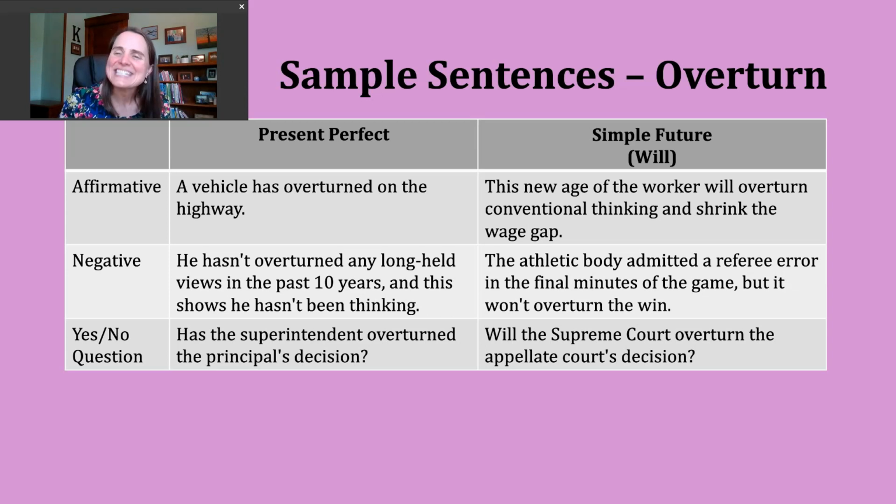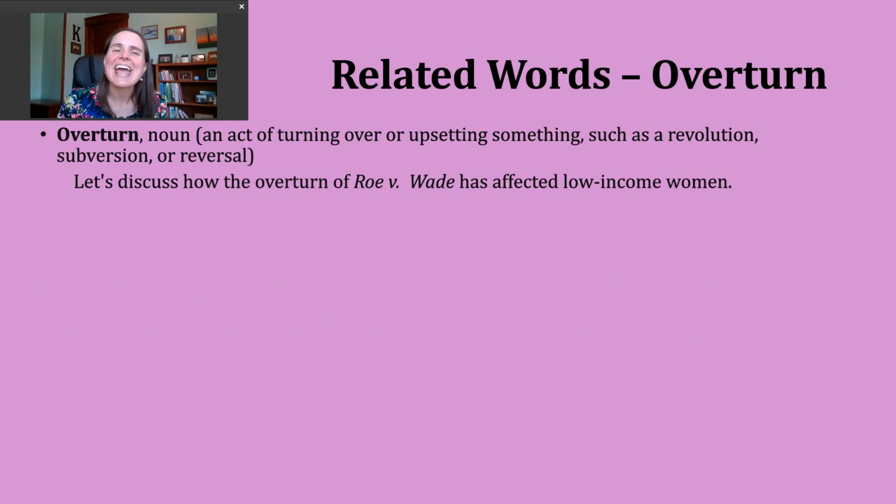Now, let's take a moment and talk about some words that are related to our verb overturn. The first word we're going to discuss is just the noun form of our verb. So, exact same spelling, exact same pronunciation. The noun overturn is generally talking about that act of either turning something over, upsetting it, again, kind of that idea of flipping it over. But it can also refer to this idea of some kind of reversal, a revolution, a subversion.